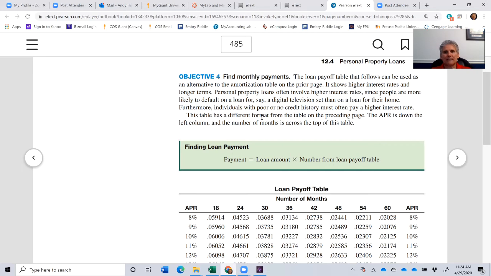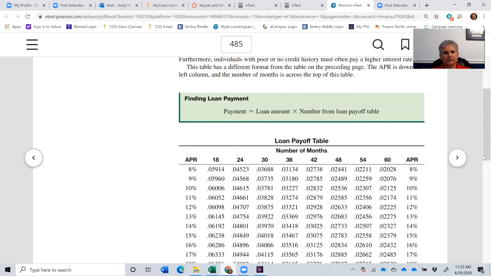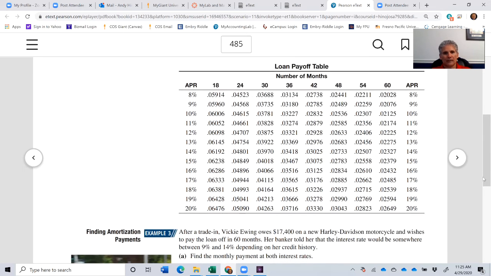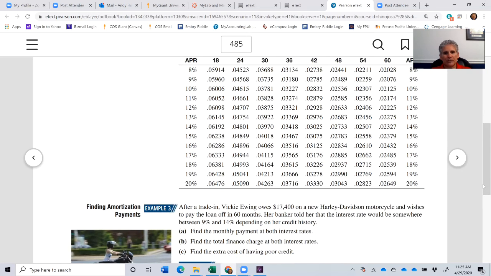This table has a different format from the table on the preceding page. The APR is down the left column and the number of months is across the top. So find the loan payment. Payment equals the loan amount times the number from the loan payoff table. Okay, so this probably will be pretty straightforward.